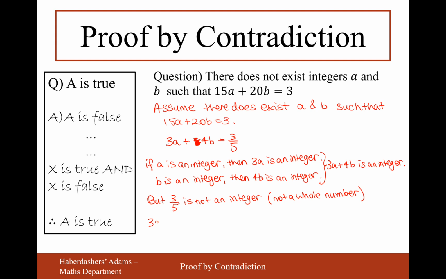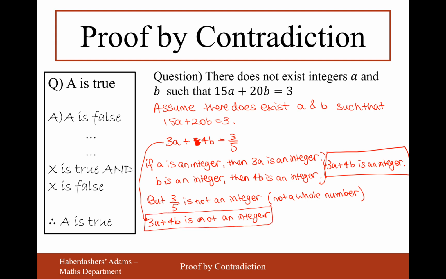So therefore 3a plus 4b is not an integer. Because we've got up here that 3a plus 4b is 3/5, so therefore 3a plus 4b is not an integer. And here is where we have the contradiction. We have the contradiction here, where we've worked out from the fact that a and b are integers that 3a plus 4b is an integer as well, and that 3a plus 4b is not an integer, and that's clearly not true. You can't have simultaneously these two things existing in the universe.